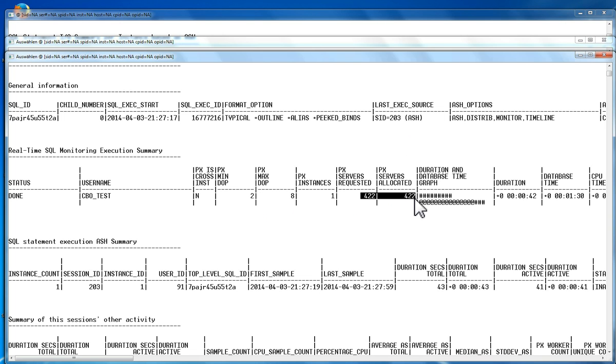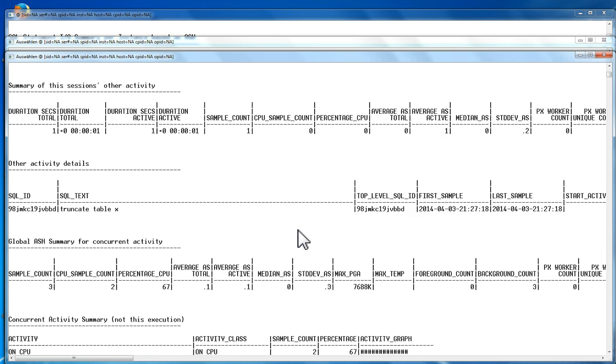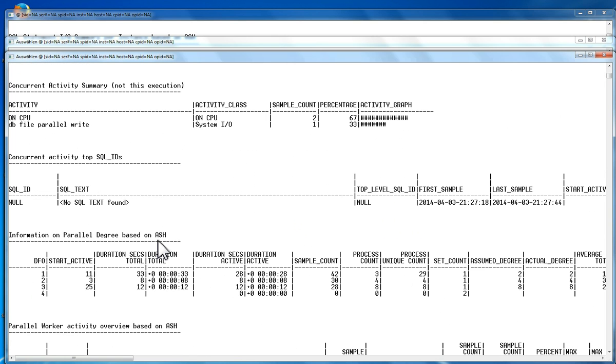So this is obviously an example where DFO trees got started multiple times, otherwise you wouldn't come to these figures, that you only have that low degree but that high number of parallel slaves that were allocated. And if I go now to this section with this parallel degree information, we see here that Explain-Ash found 4 DFO trees. This is from an older version, therefore it's still called DFO here, but in the most recent versions this is called DFO tree.